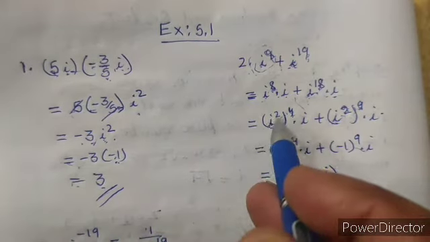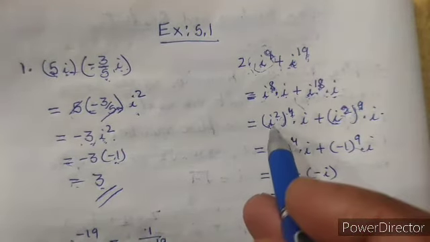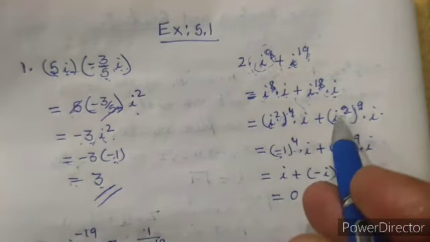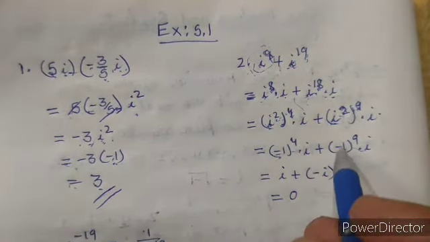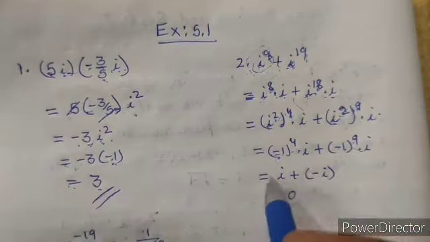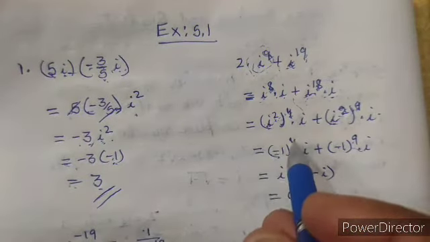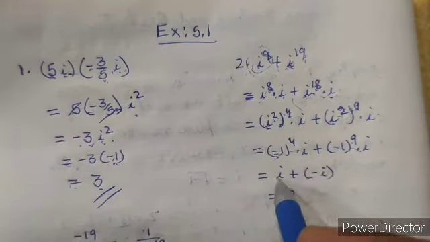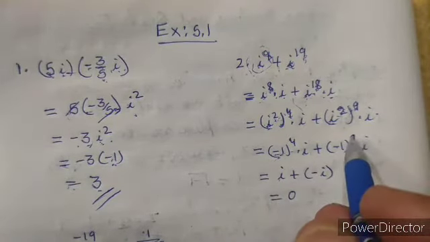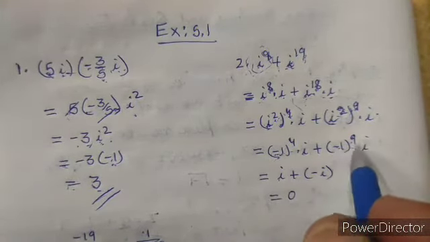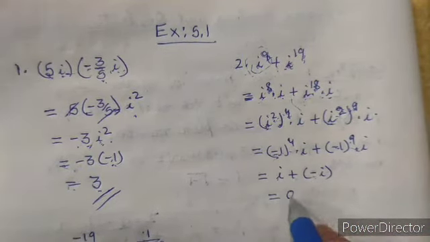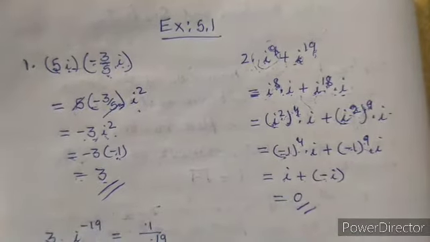As we know, i square is equal to minus 1. So, i square raised to power 4 will be equal to minus 1 raised to power 4. And i square raised to power 9 will be minus 1 raised to power 9. And minus 1 raised to power 4 will be equal to 1. And 1 into i will be equal to i. And minus 1 raised to power 9 will be equal to minus 1. And minus 1 into i will be equal to minus i. Now, i minus i will be equal to 0.